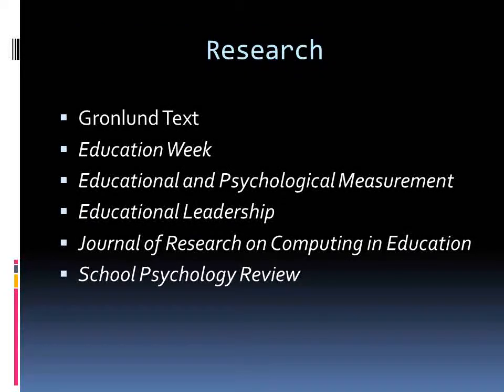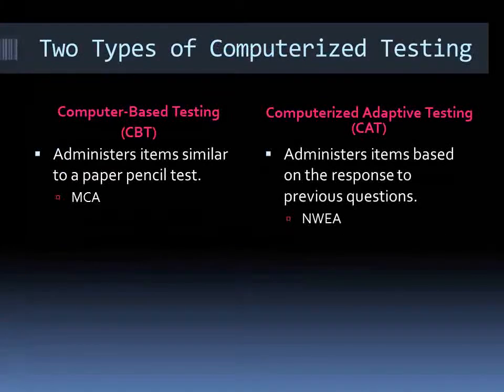I have found research in several places and looked to find some more. The Gronlund text was really helpful. Education Week, Educational and Psychological Measurement, Educational Leadership, Journal of Research on Computing in Education, and School Psychology Review were all good for me. There are 2 types of computerized testing. There's the computer-based testing and computerized adaptive testing, and there are some differences between those.